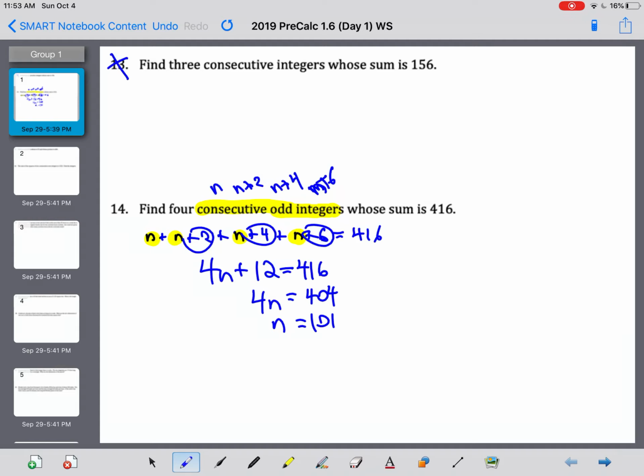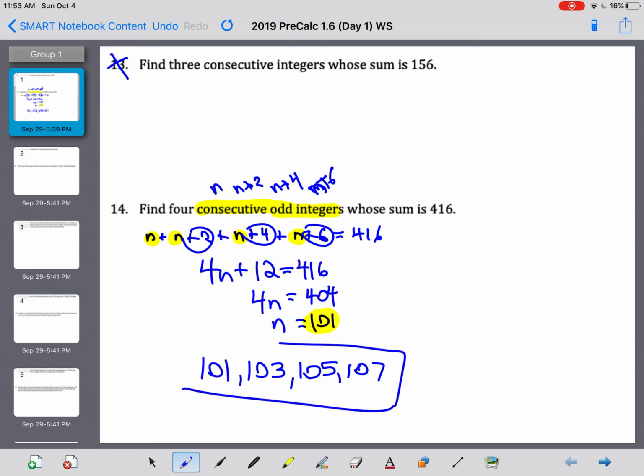What's great about this answer is that it is in fact odd. So that means my integers are going to be 101, add 2 to that, add 4 to the first one, and add 6 to the first one. And there are my 4 consecutive integers.